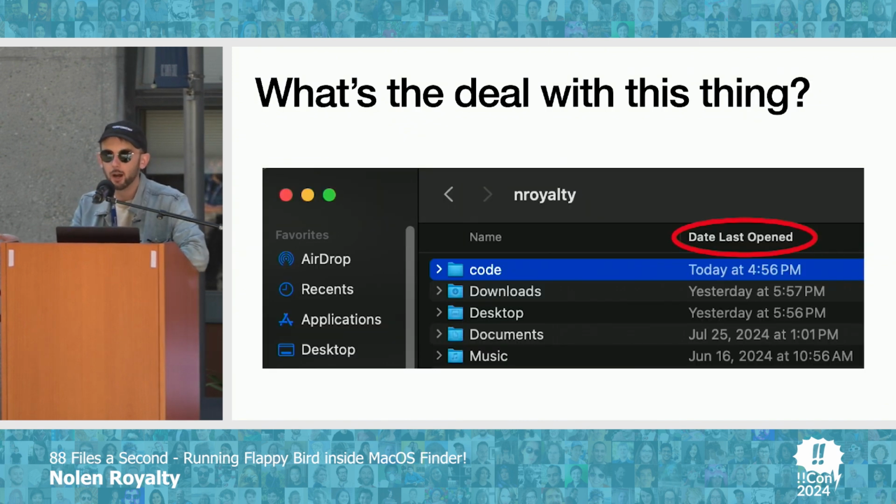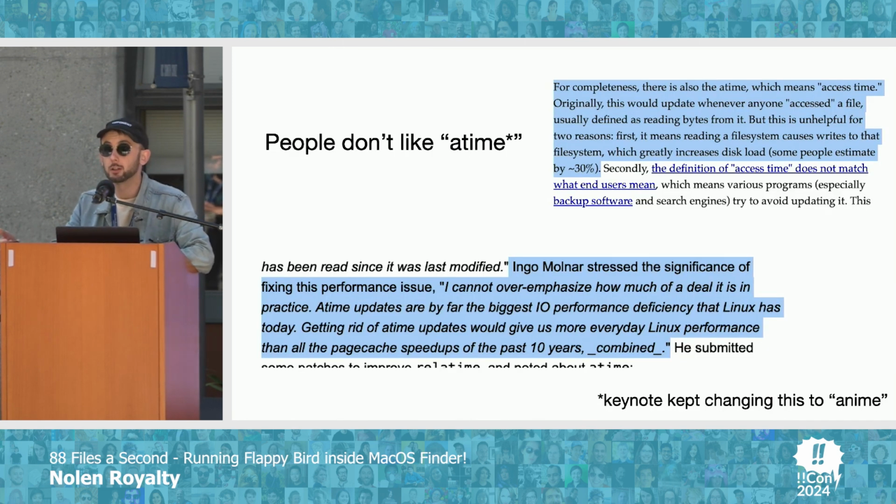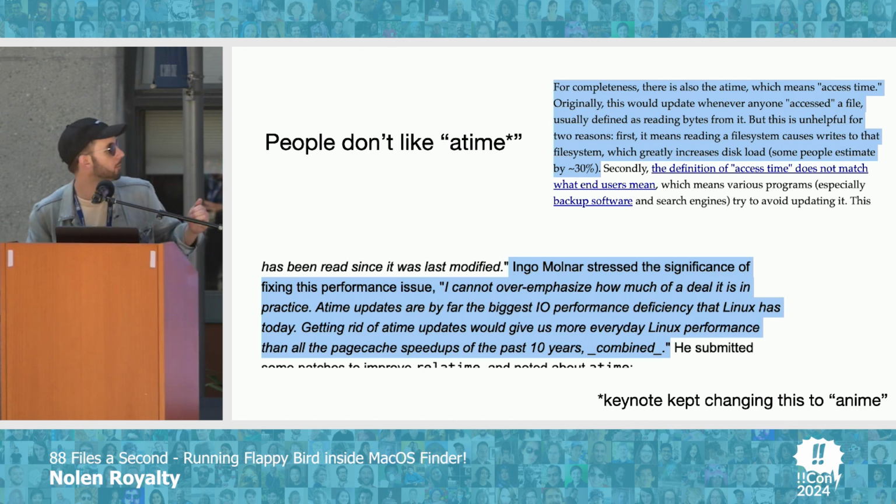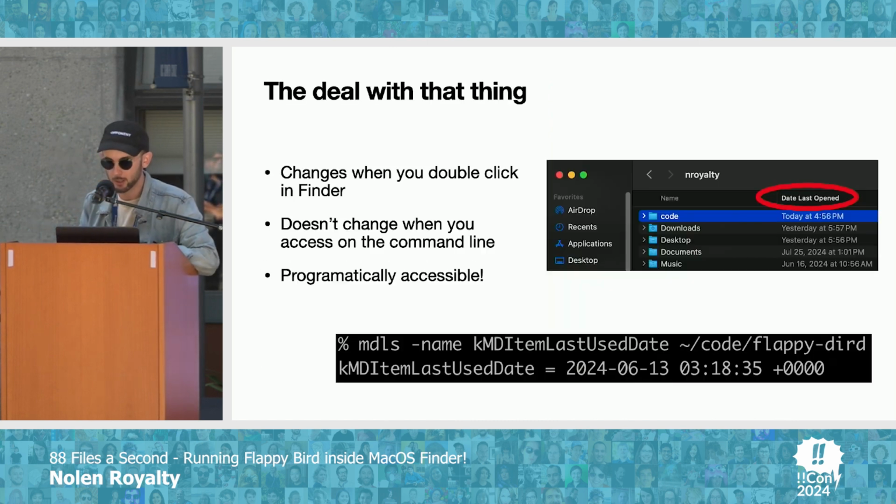So last year, I was using macOS Finder, the way that you look at files on Macs, and I noticed this "date last opened" timestamp, and that caught my eye. It reminded me of this thing called atime, access time, a controversial file property on Linux. It's controversial because it tracks the last time that a file was accessed, but it's stored on the file system. So you update the file system every time you read from the file system. It slows things down a lot, and Linux kernel developers don't tend to like it. Keynote also wanted me to call it anime, which I thought was pretty funny.